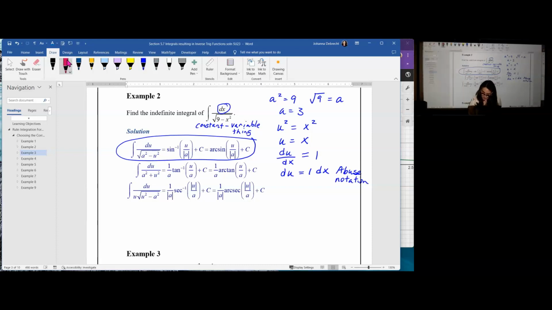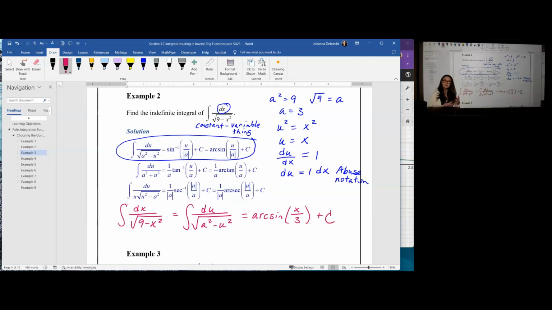Now I'm going to write it with respect to u. The original integral dx divided by the square root of 9 minus x squared becomes the integral of du divided by the square root of a squared minus u squared. This looks identical to the formula, so I apply the formula to get arcsine of u, which in my case is x, divided by a, which is 3. And I add a plus c.